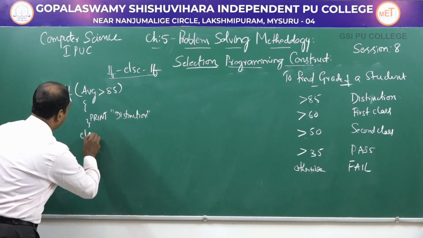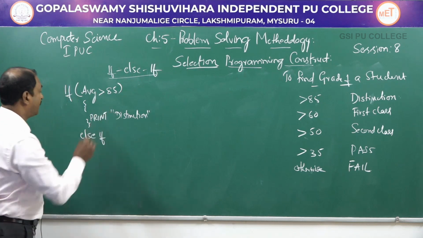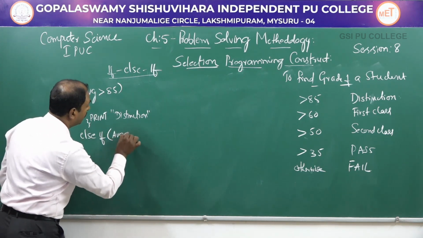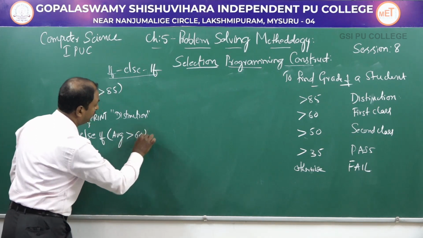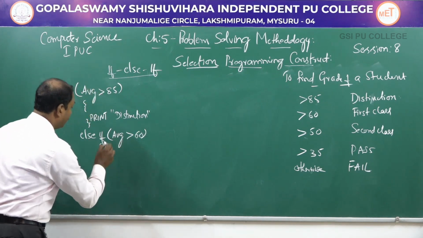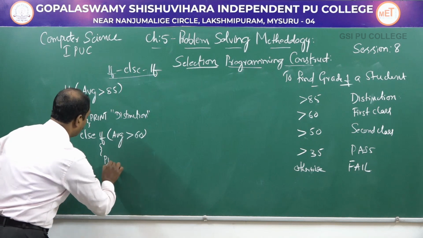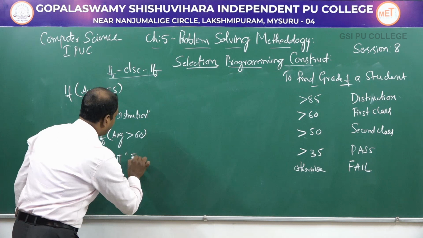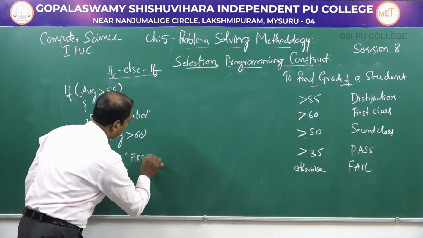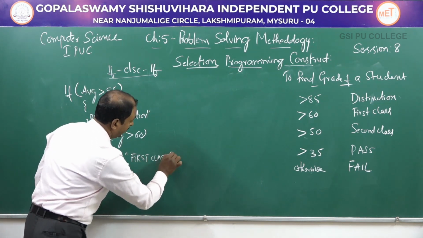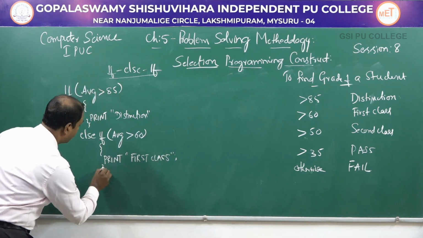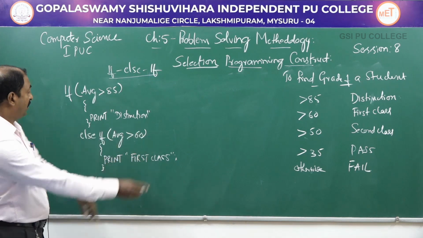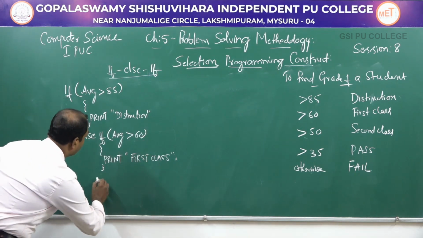Else if, this is the second condition. The second condition is average marks above 60. If it is true, we have to print first class, and close this bracket. Next condition is for 50.